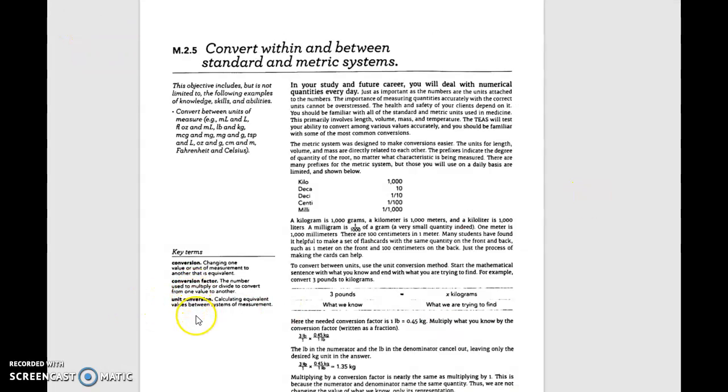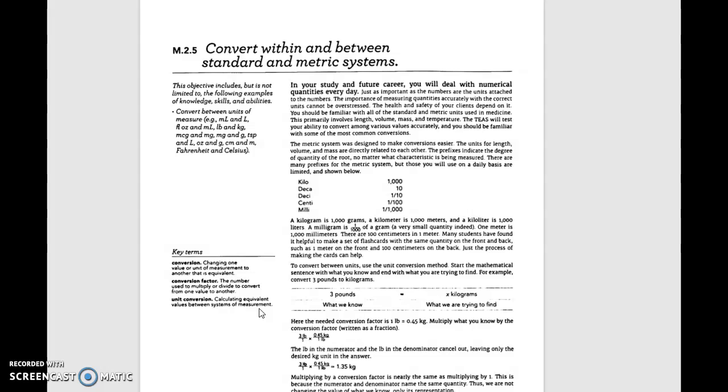We need to look at our key terms now, so we'll make sure that we are understanding what we're talking about. Conversion just means changing one value or unit of measurement to another that is equivalent. Another, conversion factor, is the number used to multiply or divide to convert from one value to another. And then our unit conversion is calculating equivalent values between systems of measurement.